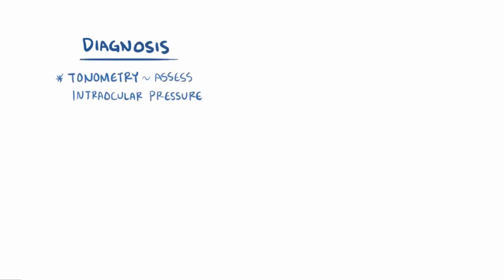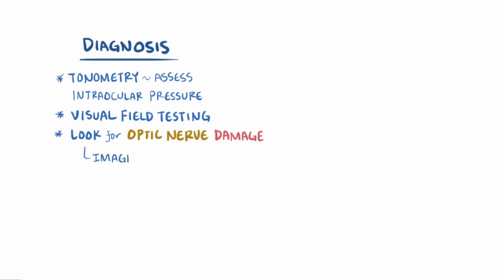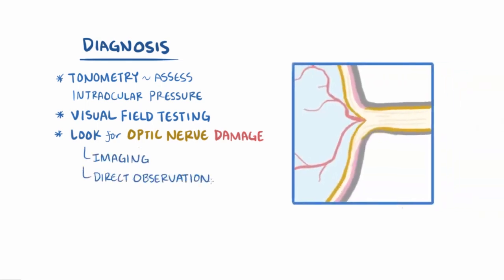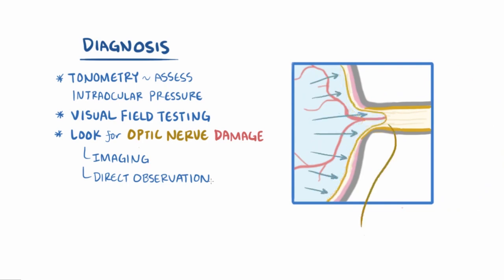For diagnosis of glaucoma, tonometry can be used to assess for increased intraocular pressure. Also, though, visual field testing can be done, as well as looking for optic nerve damage, either through imaging or by direct observation. In particular, that pressure on the optic nerve results in a thinning of the outer rim of the nerve, which starts to give it this cup shape, and this is called cupping, and it's often seen in individuals with glaucoma.